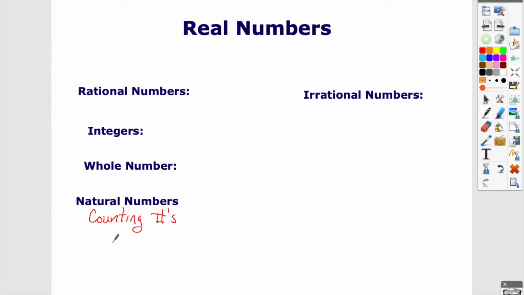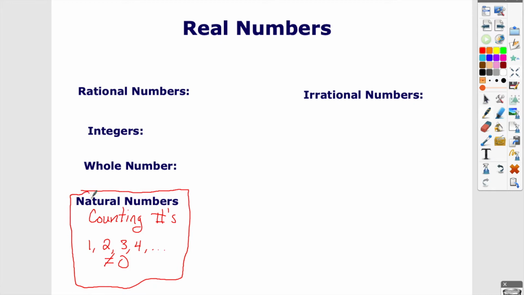Now, normally when I count 1, 2, 3, 4, so on and so forth up. So counting numbers or natural numbers are basically whole numbers, no decimal, but more importantly, they do not equal 0. 0 is not a natural number. I'm going to actually put a box around this as well, and there's a reason for that, because then we're going to jump into the next section, whole numbers.